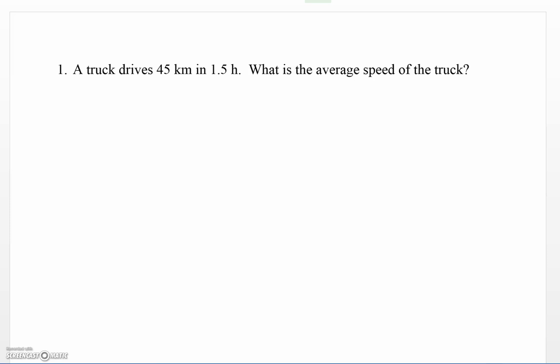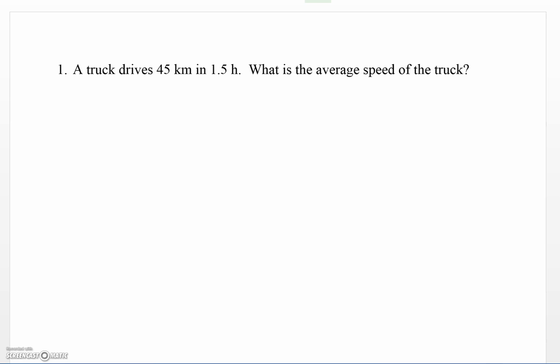Let's look at some speed problems. A truck drives 45 kilometers in 1.5 hours. What is the average speed of the truck? So what we want to do is write down our equation for average speed, figure out what variables we're given, plug them into our equation, and then solve our problem.